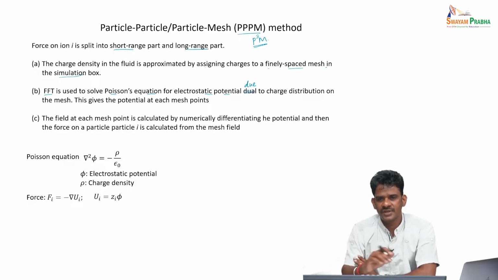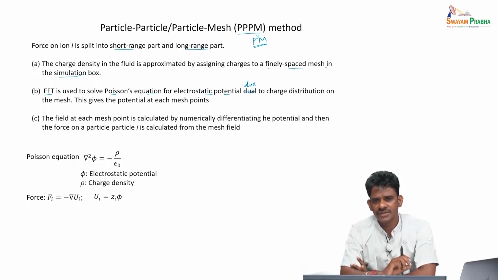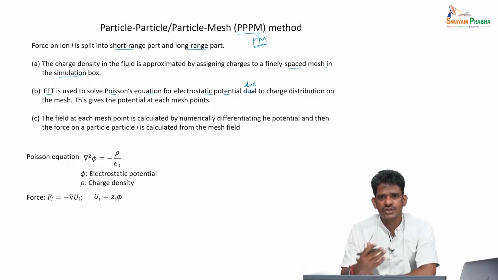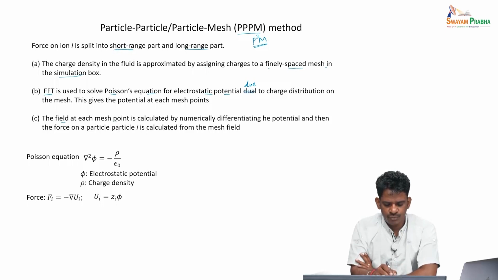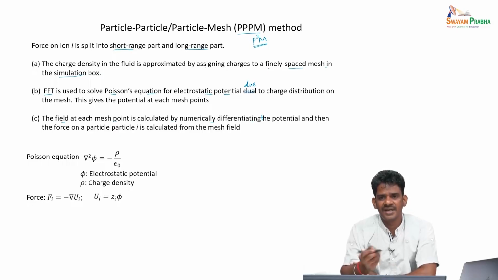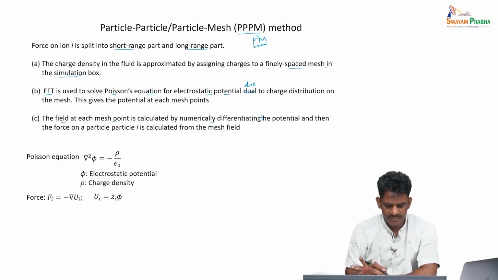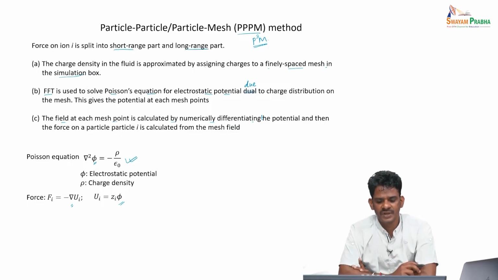So, once we have discretized the space and put the charges on those specific points, then we can use the fast Fourier transform method to solve the Poisson equation, which gives us the distribution of potential in that spatial domain. And then the field at each of those points can be calculated numerically by differentiating the potential, and then the force on the particle and energy on the particle can be calculated. Basically, we solve the Poisson equation, and once we have the potential, we can calculate the energy and we can also get the force. So, the method of P3M works in this particular way.